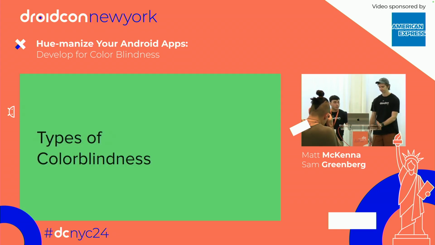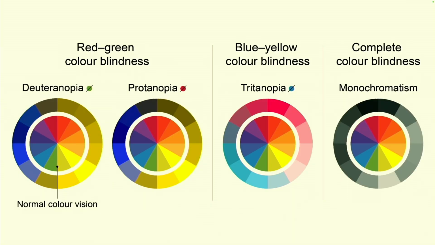So we also have the types of color blindness specifically. There are two types of red-green, with red and green being the primary color for both of those. They're deuteranopia and protanopia. I'll go over those in a second. There's blue-yellow color blindness, and then there's complete color blindness. So the inner circle is what would be perceived as normal color vision, and then the outer circle would be what somebody who is affected by this would probably see, or some approximation of.